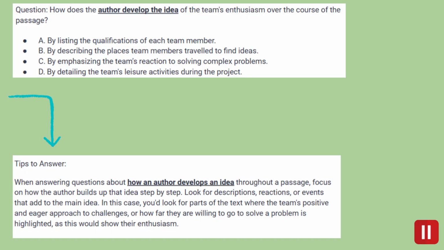How does the author develop the idea of the team's enthusiasm over the course of the passage? A, by listing the qualifications of each team member. B, by describing the places team members traveled to find ideas. C, by emphasizing the team's reaction to solving complex problems. Or D, by detailing the team's leisure activities during the project.